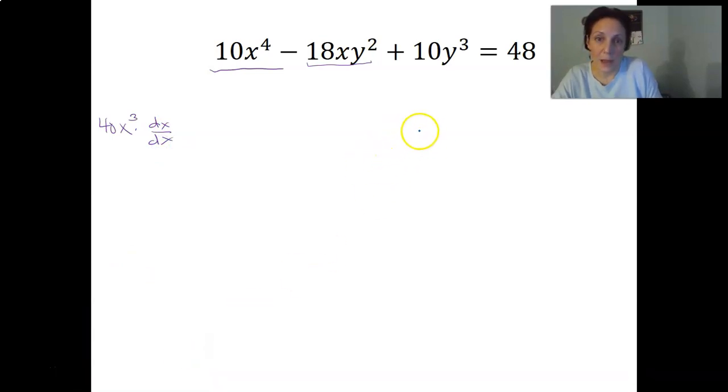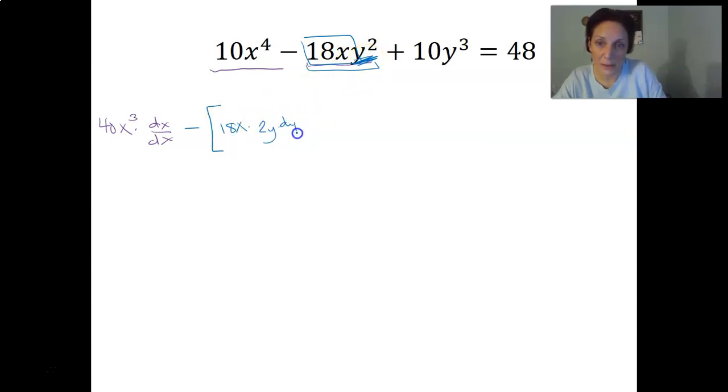Now, I have minus, and I'm going to be real careful here. I have minus, and there's a product. So I'm going to write minus, and then open a bracket because I know when I do a product, I'm going to end up with a sum in here, and I have to make sure I distribute this negative. So I'm going to look at this as two pieces, an 18x and a y squared. So I'm going to do 18x times the derivative of y squared, or 2y dy dx, plus y squared times the derivative of 18x, which is 18 dx dx.